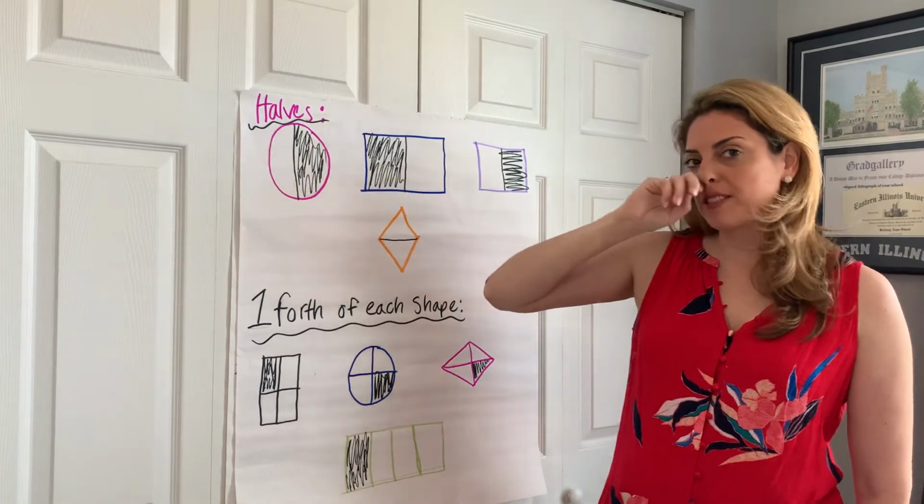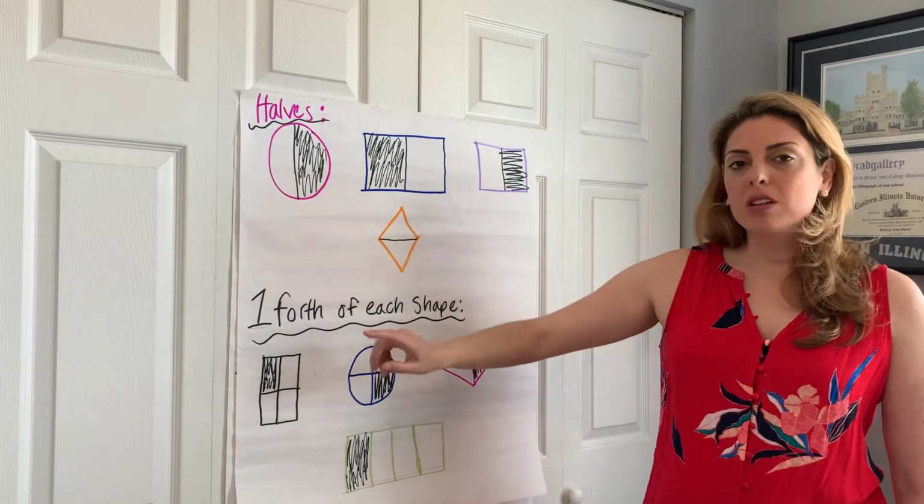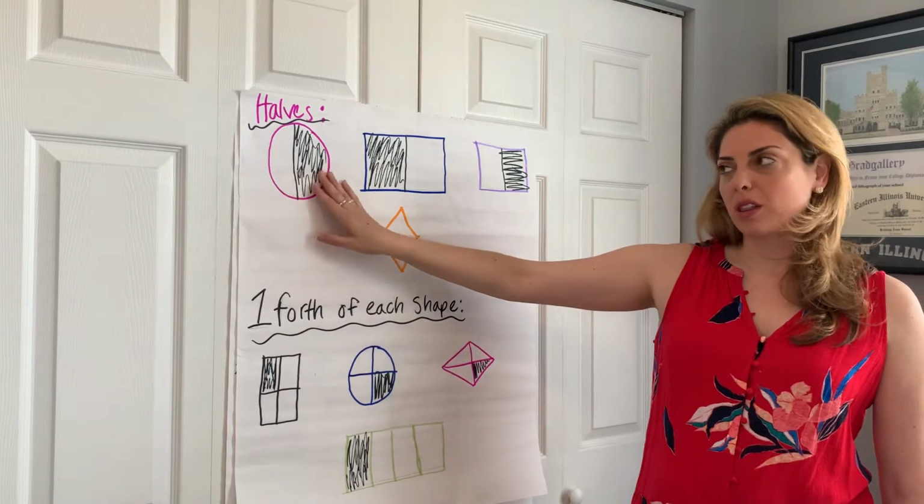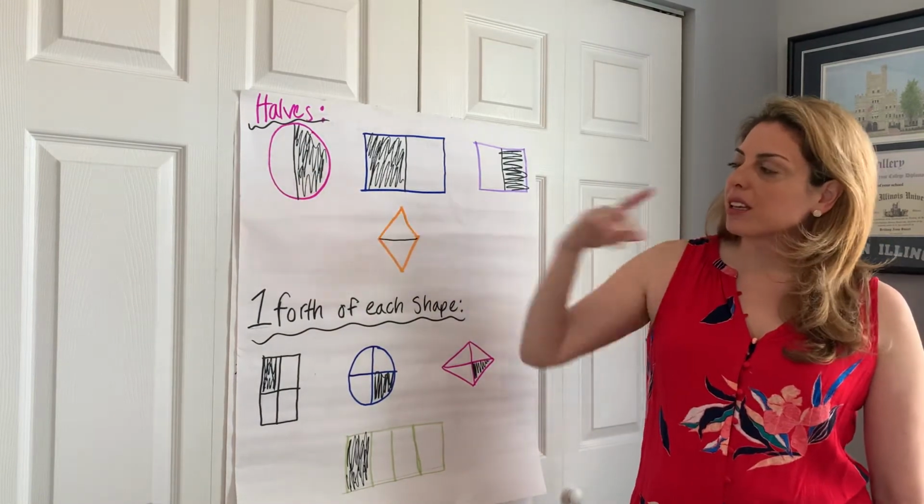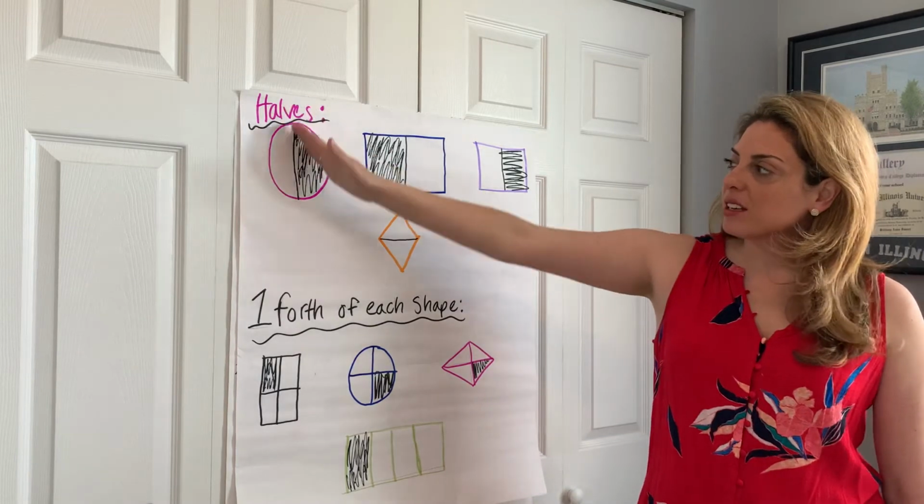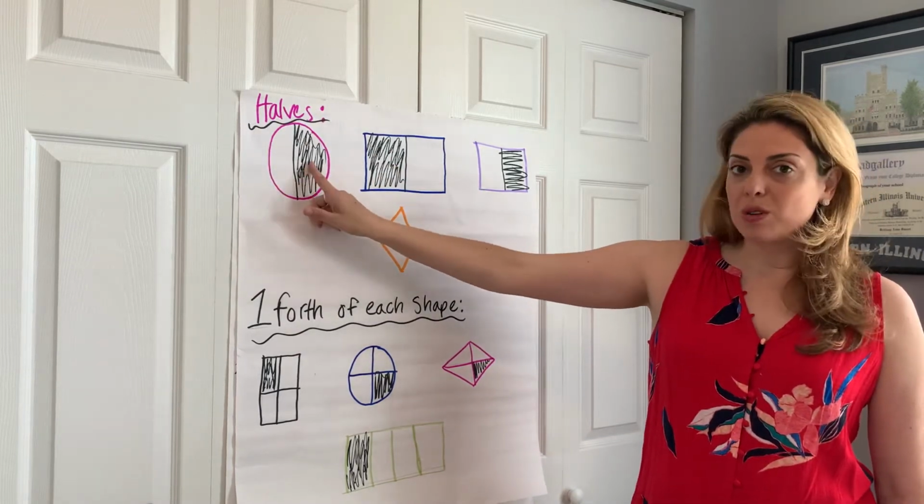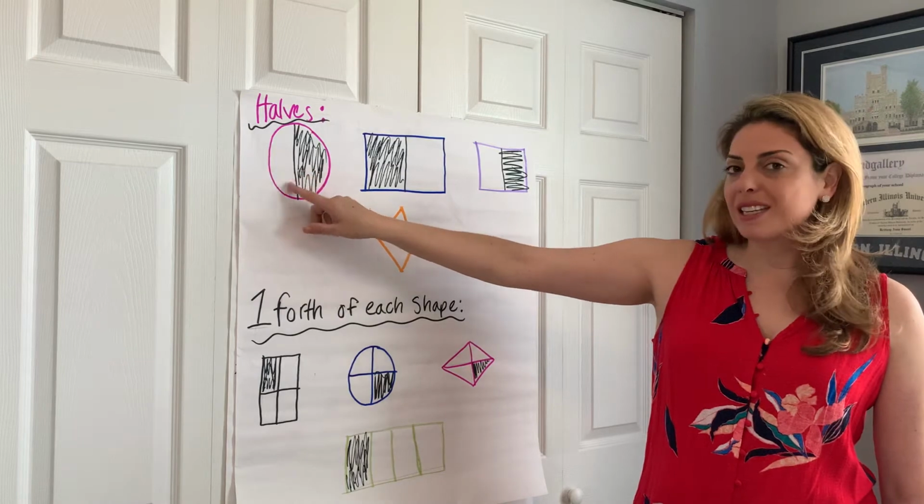If we have a half, is the half equal? Is it smaller or larger? What do you think? Well, if I'm looking at the shape, what would I think? A half. If I cut it down the middle, they have two equal sides, so that is equal.